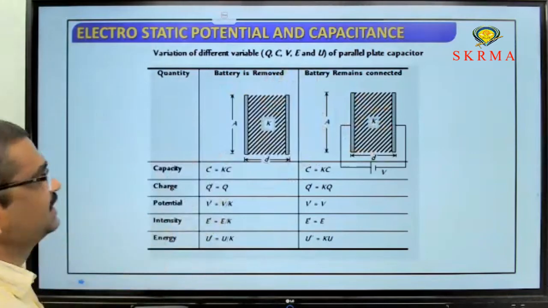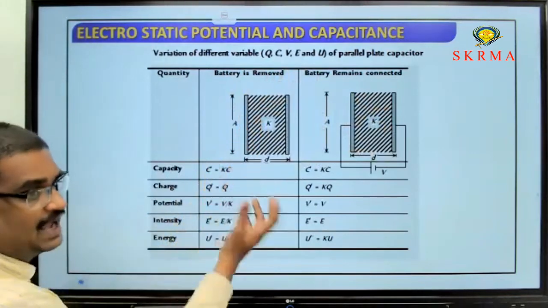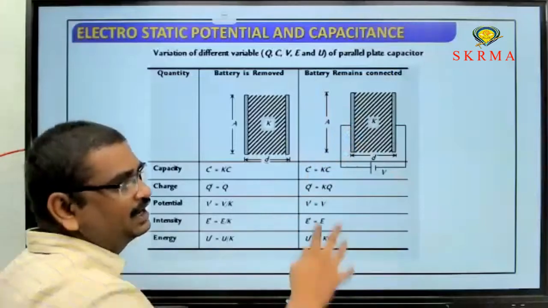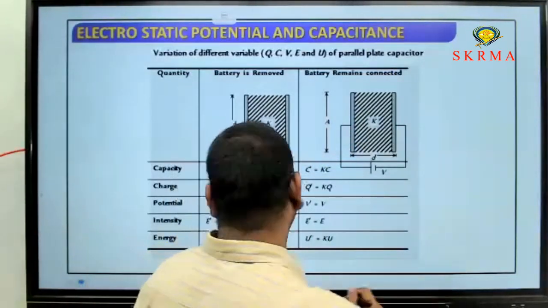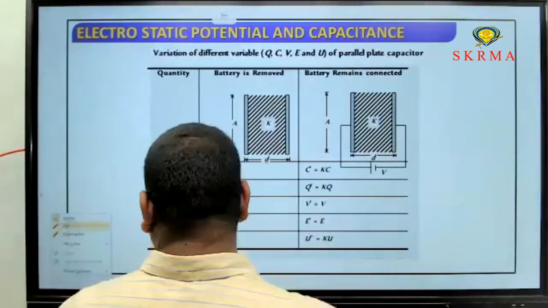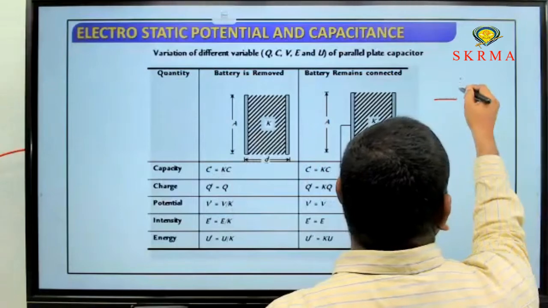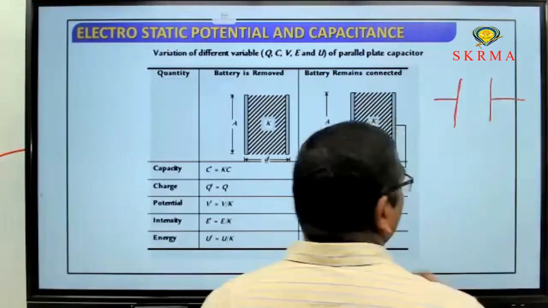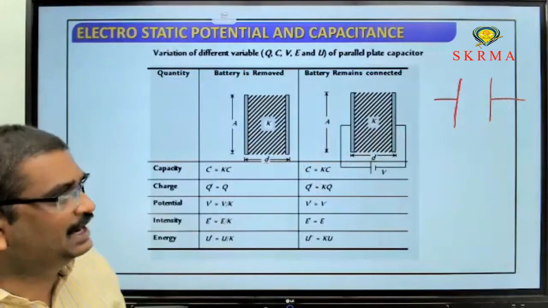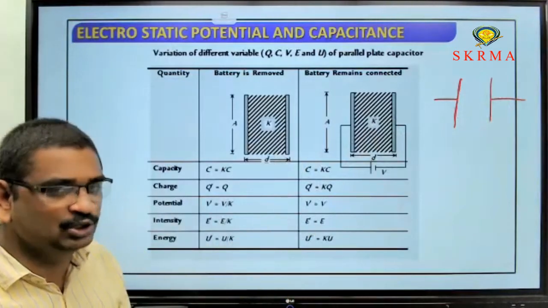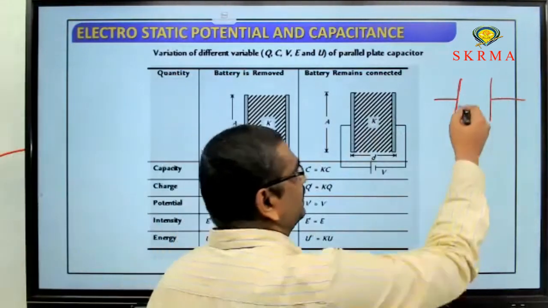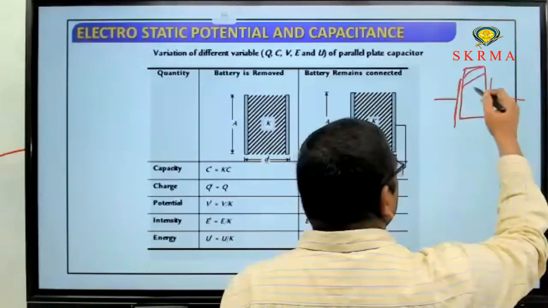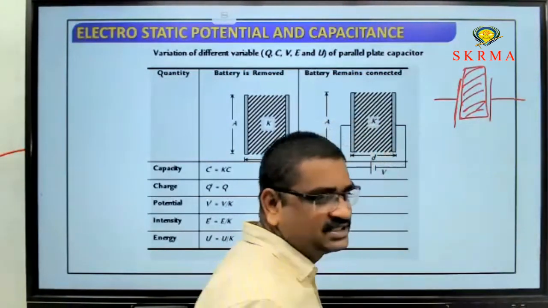So in the first case, the battery is removed and a dielectric is placed. In the next case, the battery is connected and a dielectric is placed. So in general, one capacitor is there. Just assume that this is a capacitor. I want to place a dielectric medium between the capacitor plates.